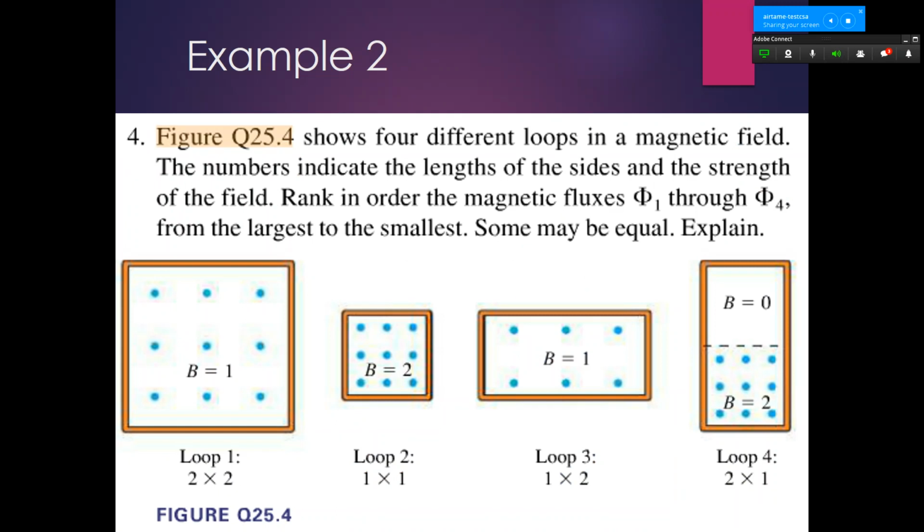Okay, answer this question for me. I want you guys to rank these from lowest to highest or highest to lowest, however you want, in terms of magnetic flux.